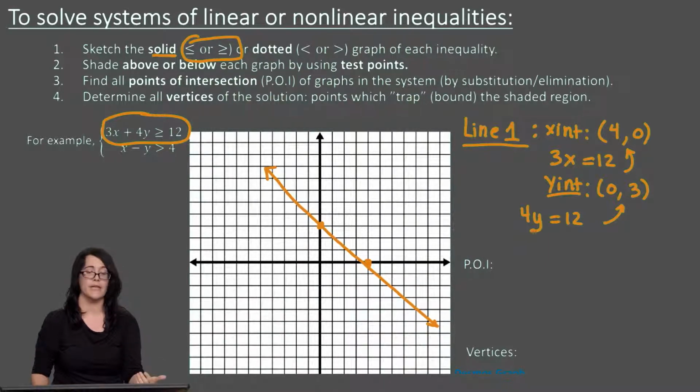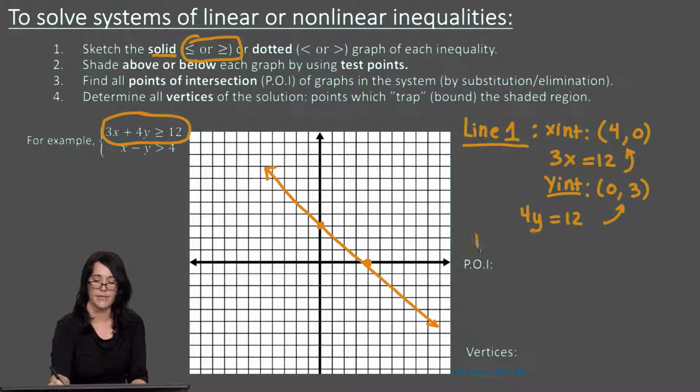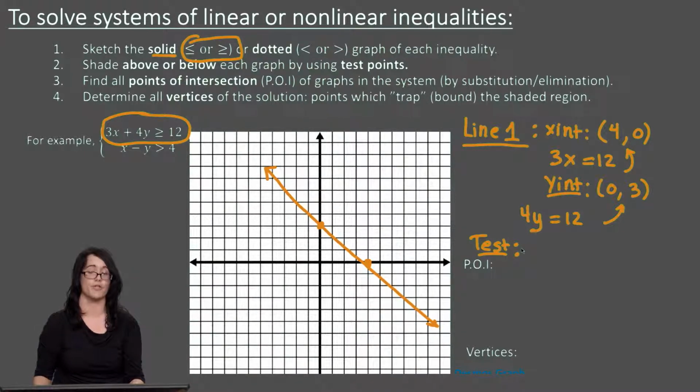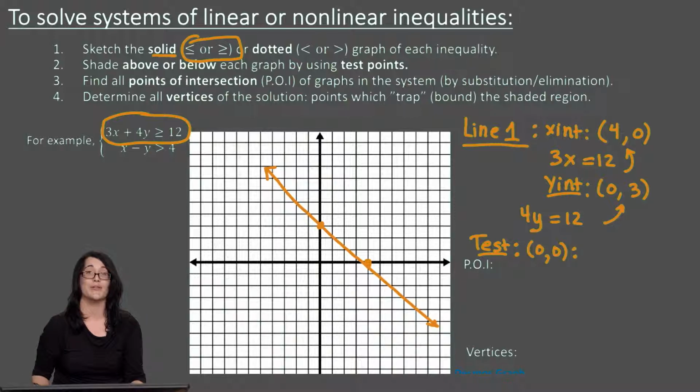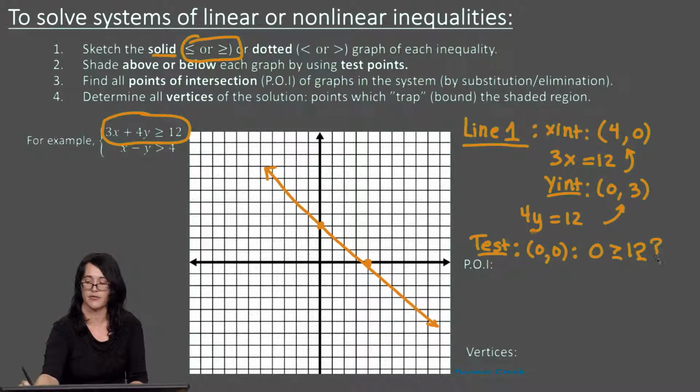Now, as far as shading is concerned, we might be tempted to shade above the line because we see the greater than or equal to, but let's do a test point to guarantee that we're shading in the right spot. For a test point, you pick any point that is not already on your function. My favorite point, if it's possible, is 0, 0, because the arithmetic is a piece of cake. Plugging 0, 0 into that inequality, you would have 0 plus 0, which is just 0, greater than or equal to 12, and then you ask yourself, is that true or false? Is 0 greater than 12?